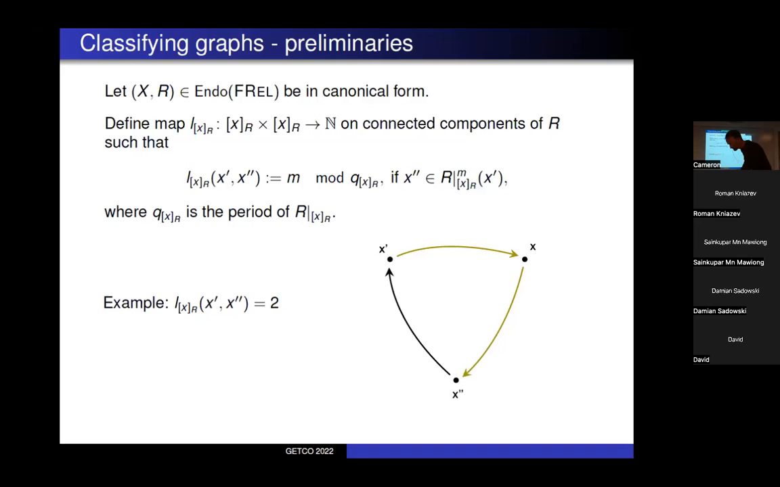Now let's have a quick look at the proposition of an invariant for these isomorphic object classes in Szymczak category. Let's restrict ourselves to canonical forms and define a map on the cross product of a connected component in such a way that it measures the length of the path between two points. As in the example here, L of x prime to x double prime is equal to 2.